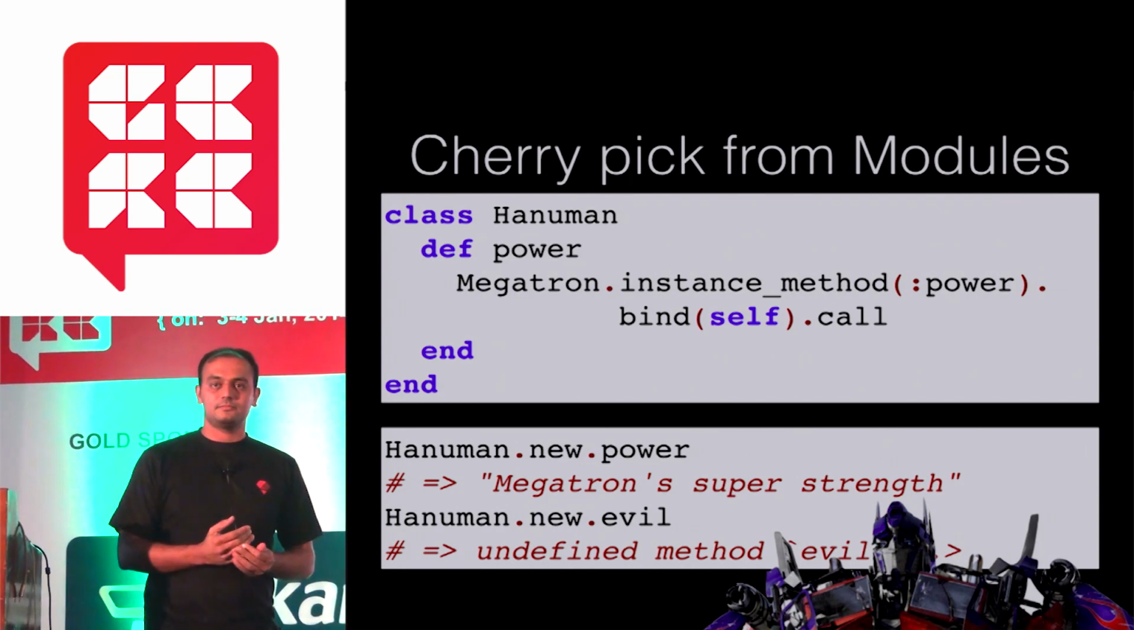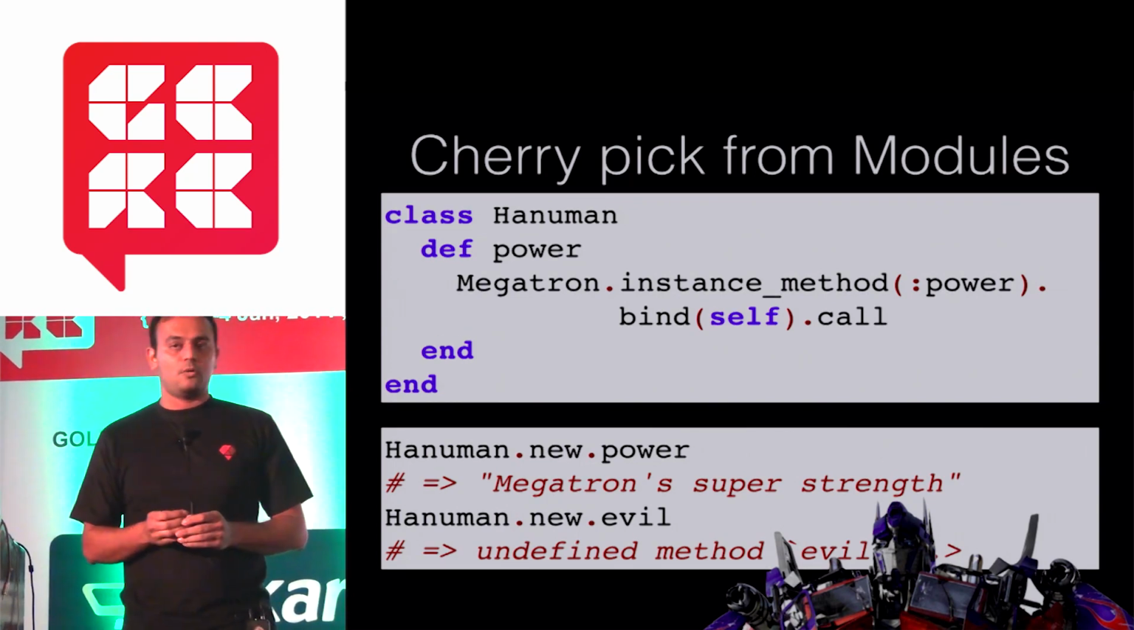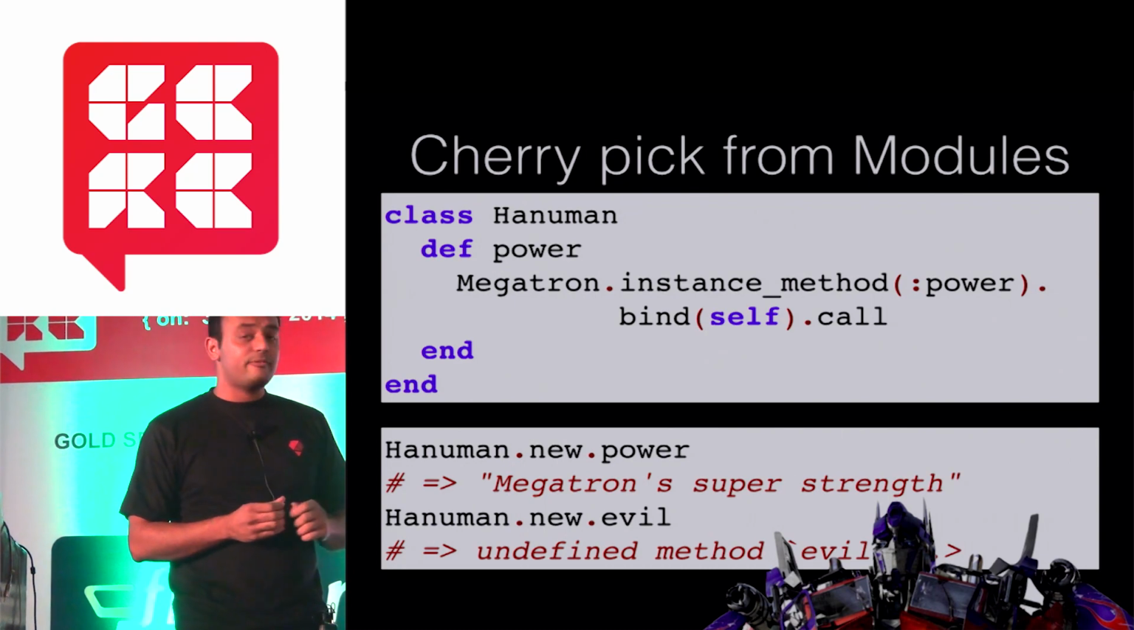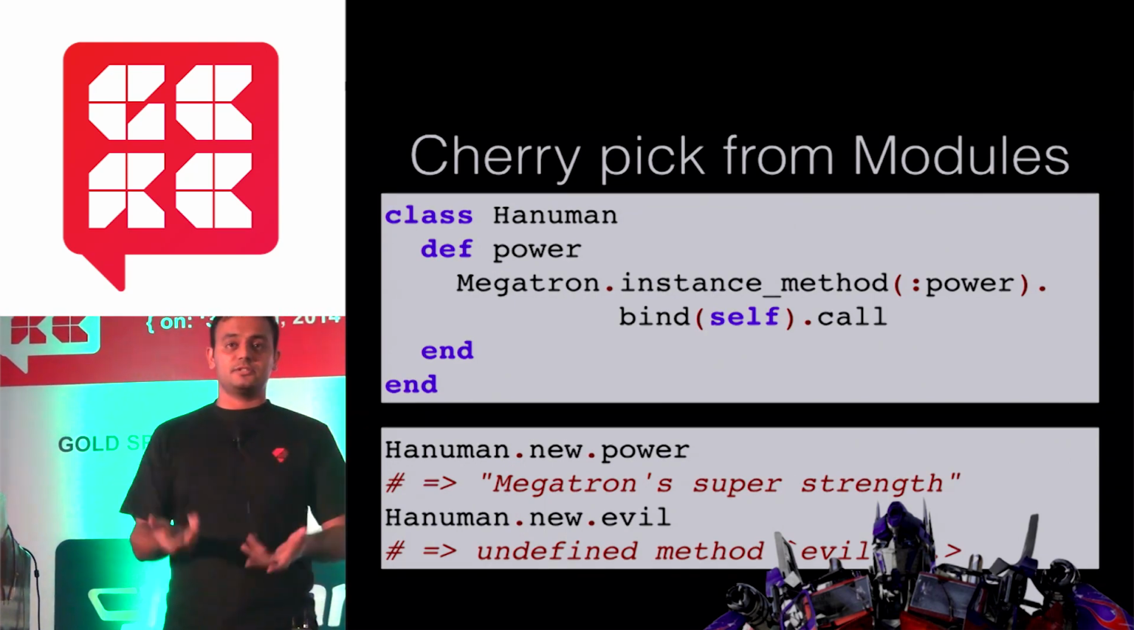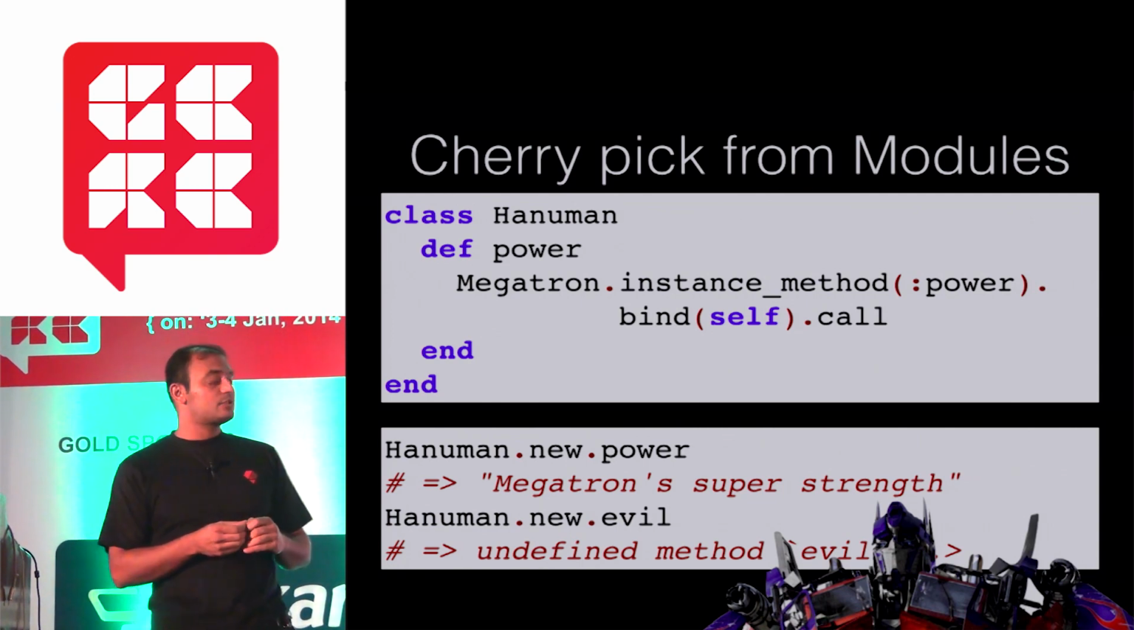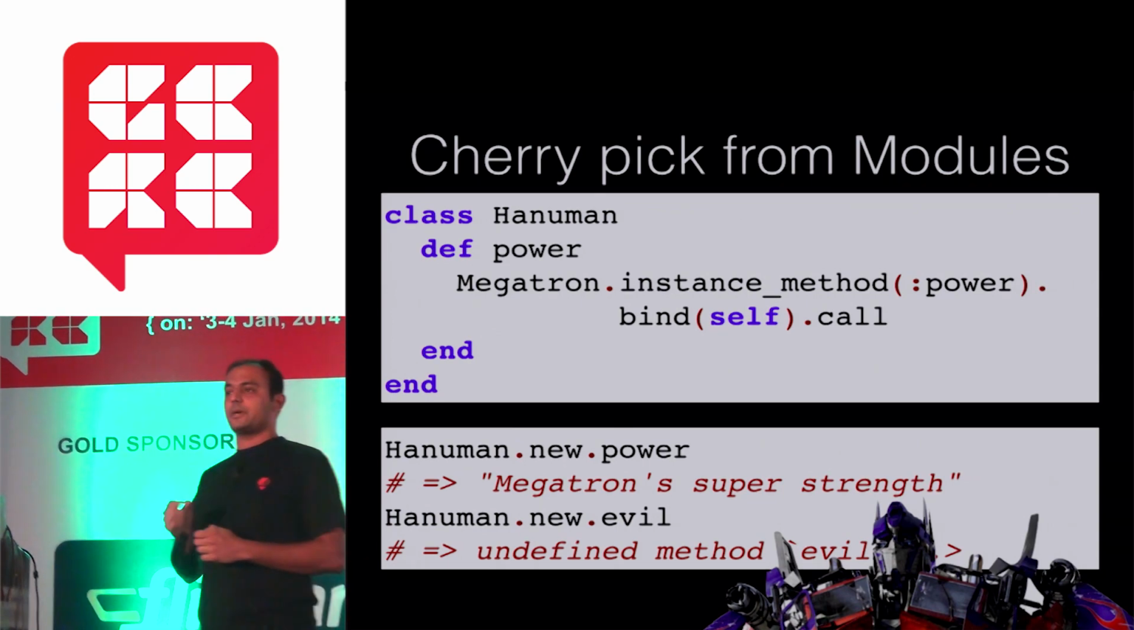Question? No. So note self. Self is the object call. So it's not working on the class level, it's actually working on the instance. So every instance of Hanuman will actually get the power of Megatron.